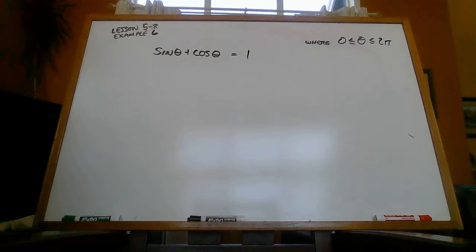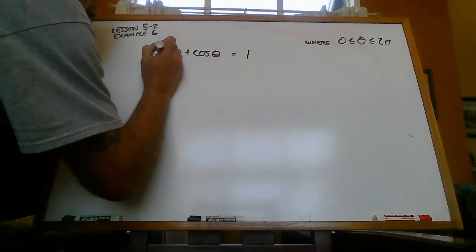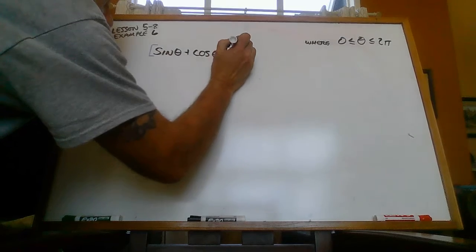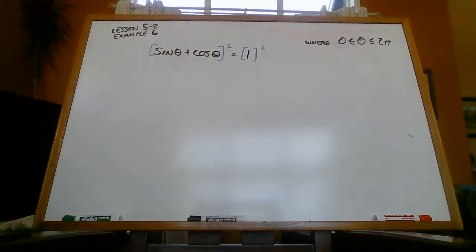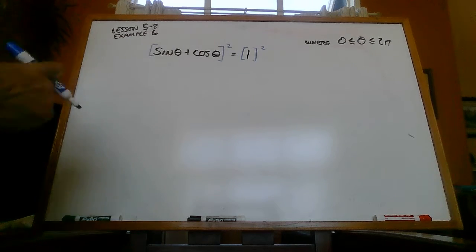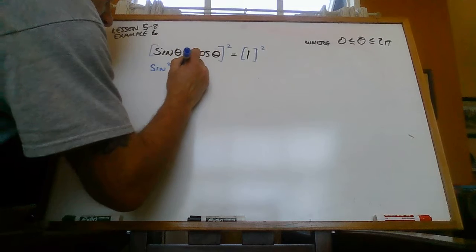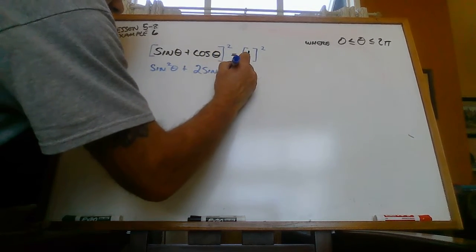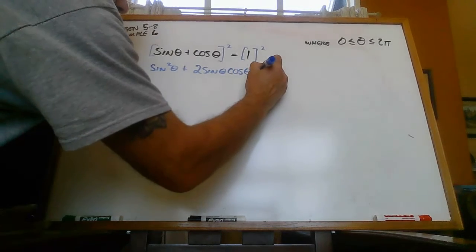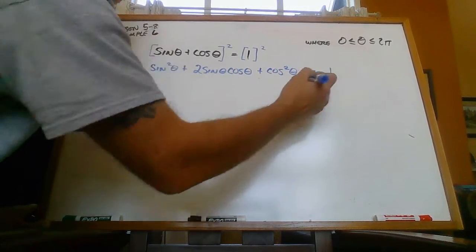but I don't have a way to do that with these unless I decide that I want to square both sides of this equation. Okay, so what do I get then? Well, if I square this, I get sine squared theta plus 2 sine theta cosine theta plus another cosine squared theta, and that equals 1.